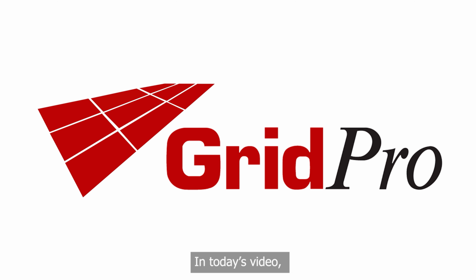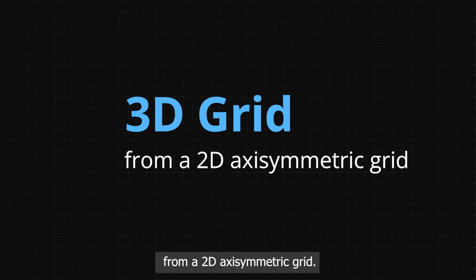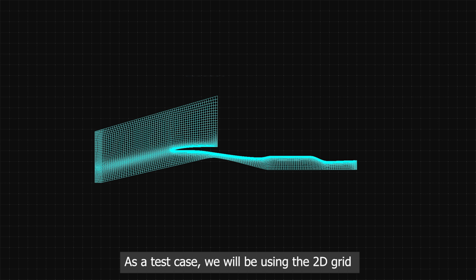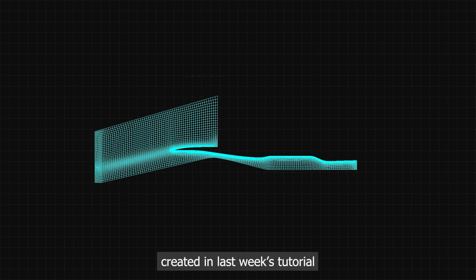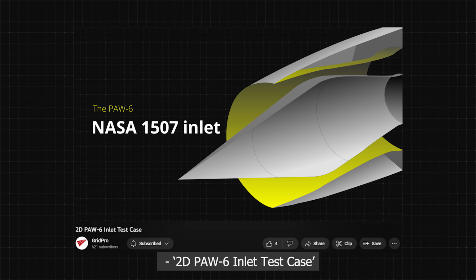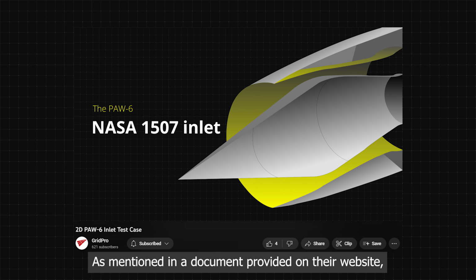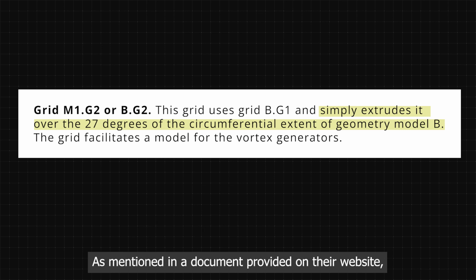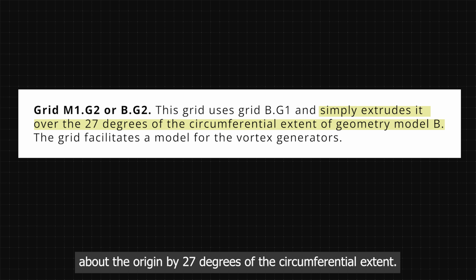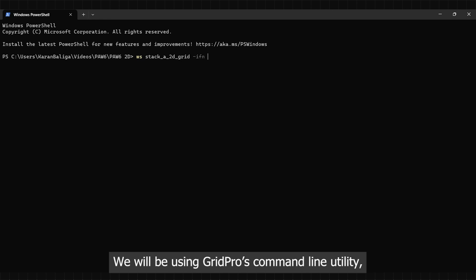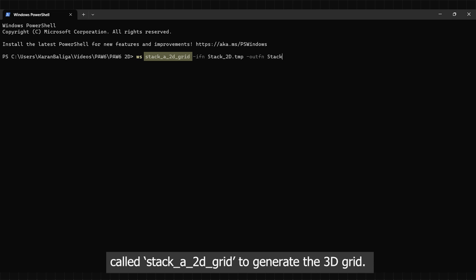In today's video, we will be learning how we can generate a 3D grid from a 2D axisymmetric grid. As a test case, we will be using the 2D grid created in last week's tutorial, 2D PAW-6 Inlet Test Case. As mentioned in the document provided on the website, a 3D grid is generated by simply revolving the 2D grid about the origin by 27 degrees of the circumferential extent. We will be using GridPro's command line utility called stack a 2D grid to generate the 3D grid.